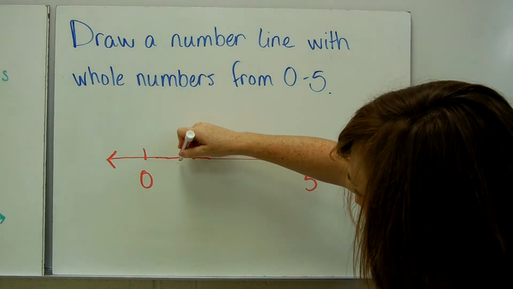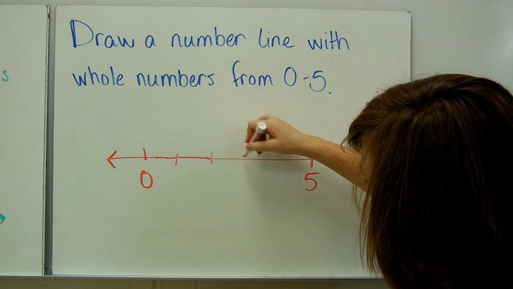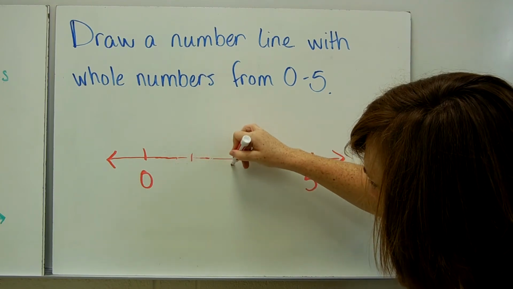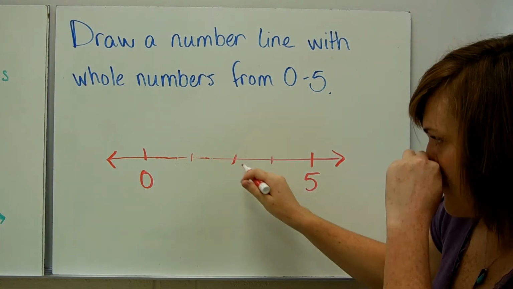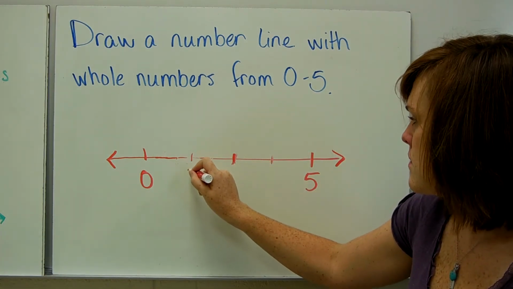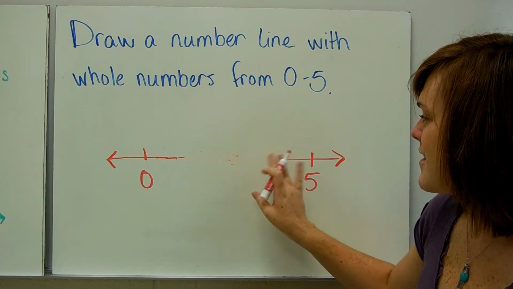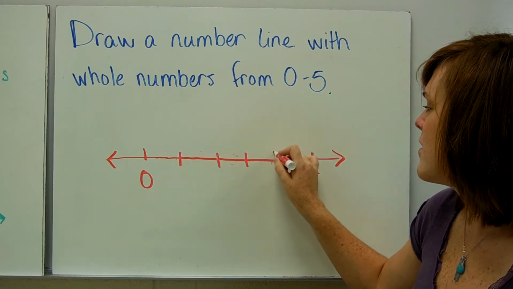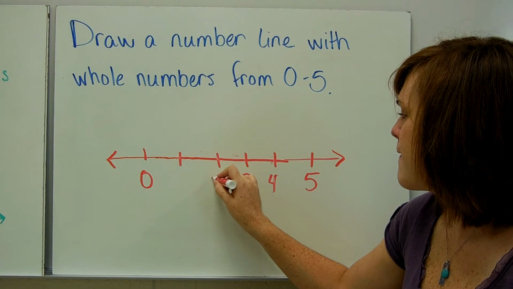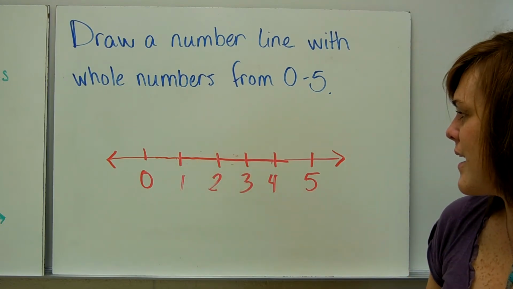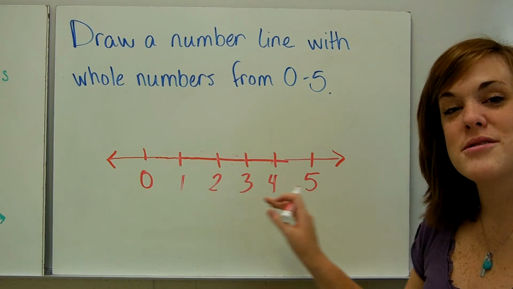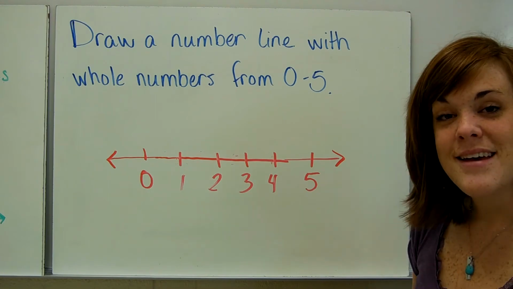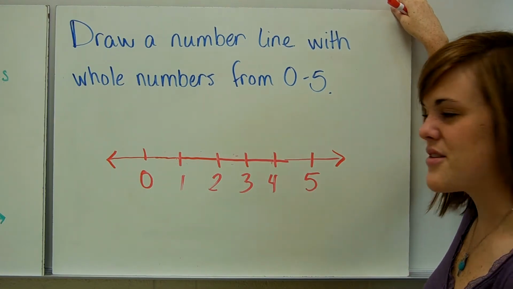So what we're going to do is try to space them out. So 1, 2, 3, they're still too close together. How about 1, 2, 3, that's a little bit better. 4 and 5. Okay? Oh my goodness, I didn't draw enough. Okay. 1, 2, 3, 4. There we go. Okay, so that is a number line with whole numbers from 0 to 5. Make sure you get the arrows on the end and the tick marks as evenly spaced as you can in the middle. You don't need to draw that in your notes.